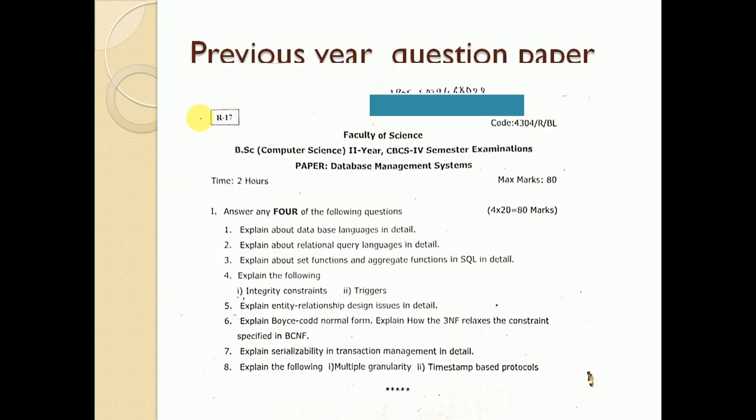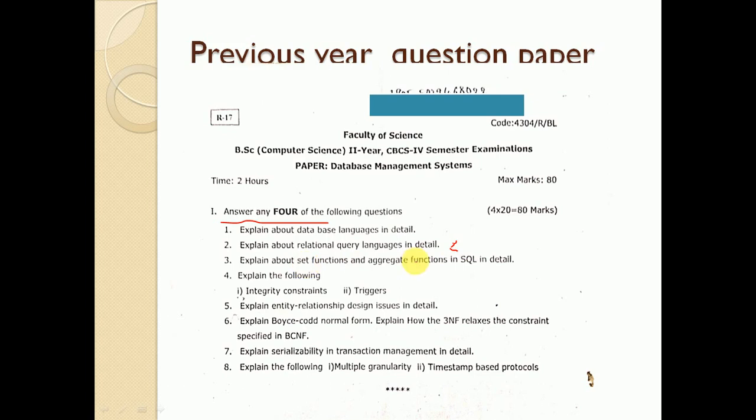This is the last year question paper. Answer any 4 of the following questions. What questions are there? Explain about database languages in detail. Already we discussed DCL, TCL, DML, DDL. Explain about relational query languages. We have 2 kinds in this: tuple relational calculus and domain relational calculus. You have to write those 2.